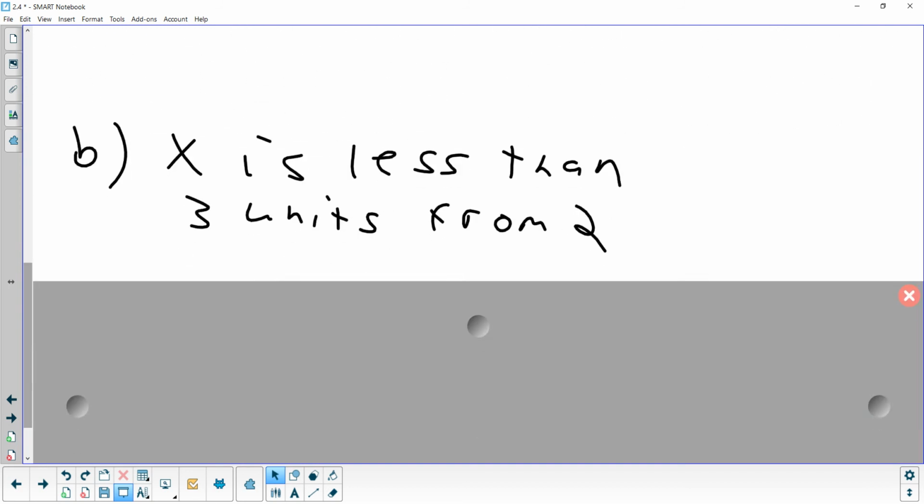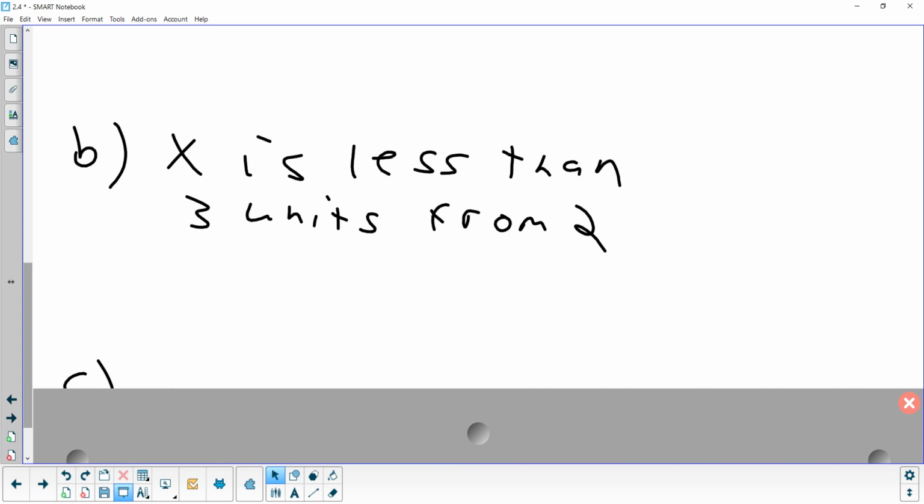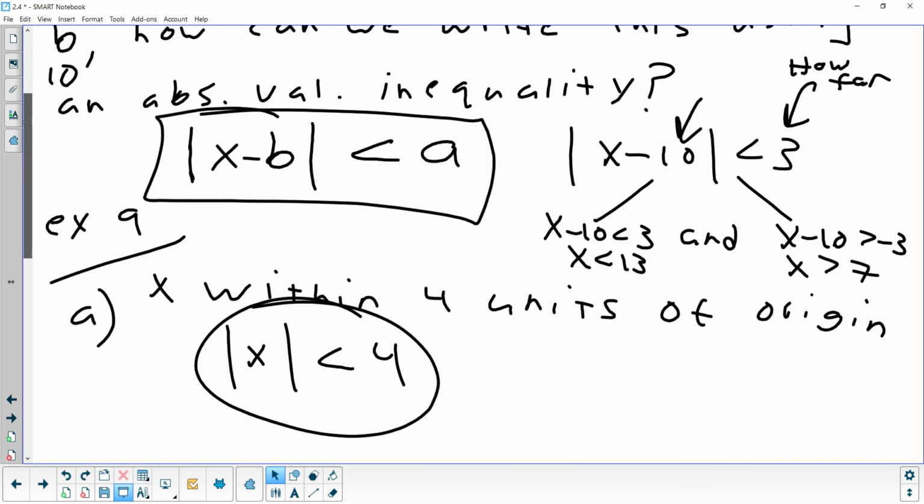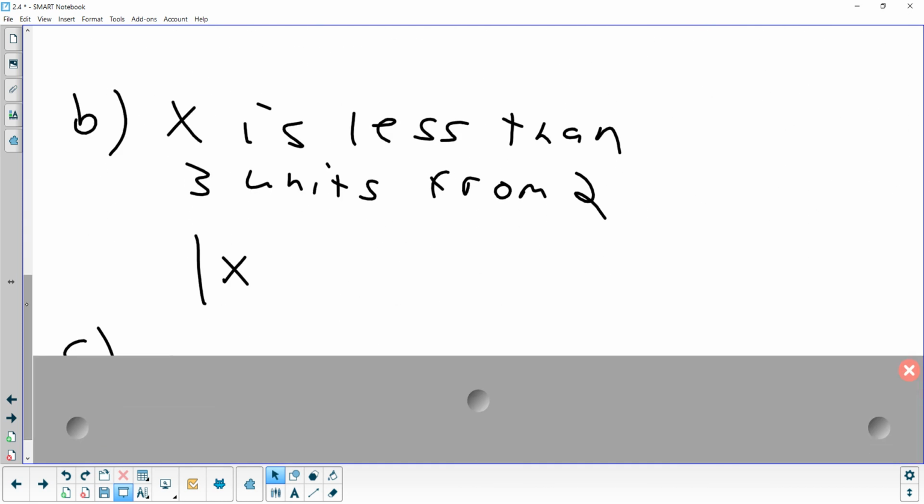How about within 3 units of the number 2? What number are we basing how far away we can go from? What's our number that we're centering around? Julie? 2. Yes, 2. That number goes there. On the other side, how far away are we allowed to go from the number 2? Yeah, 3. And if you solve that, it would give you what is less than 3 units from 2. That's easy to think about. It's -1 to 5. Those are within 3 units of 2.